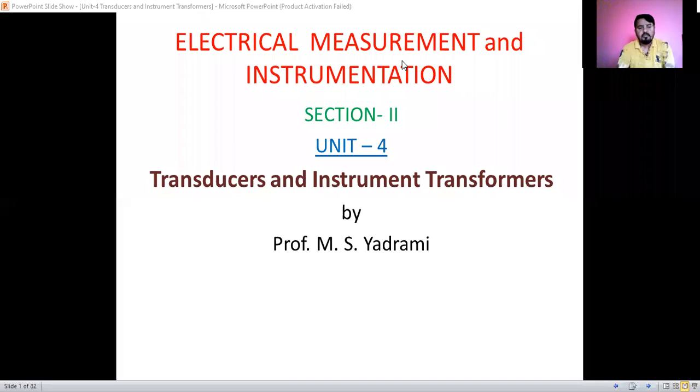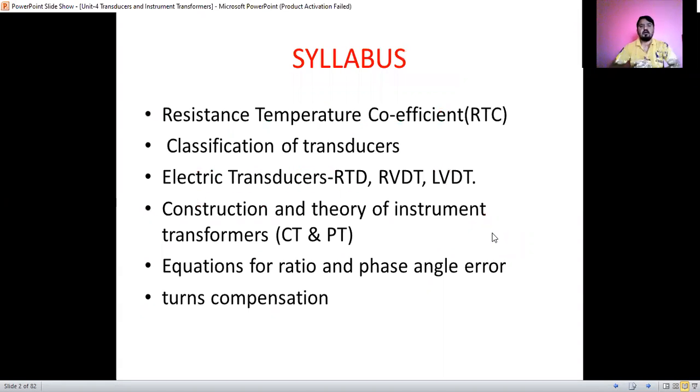Okay, so we'll start. According to this, the syllabus of unit 4, the first one is the resistance temperature coefficient. Do you know resistance? What do you mean by resistance? It opposes the flow of current. So what is the characteristic of resistance at different temperatures? We are going to discuss this. That is called resistance temperature coefficient.